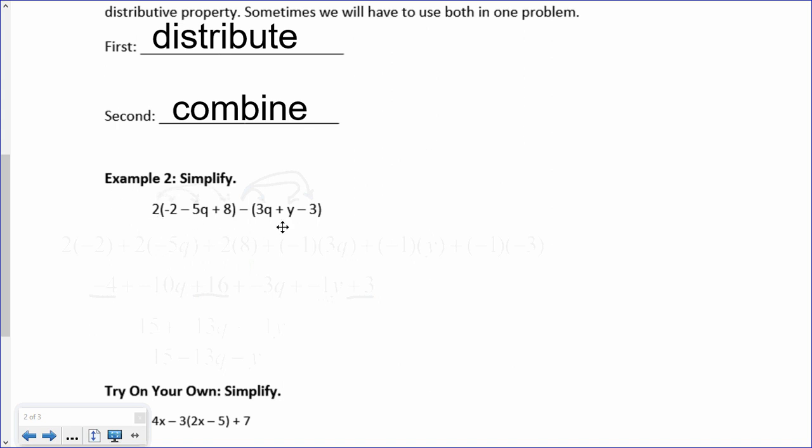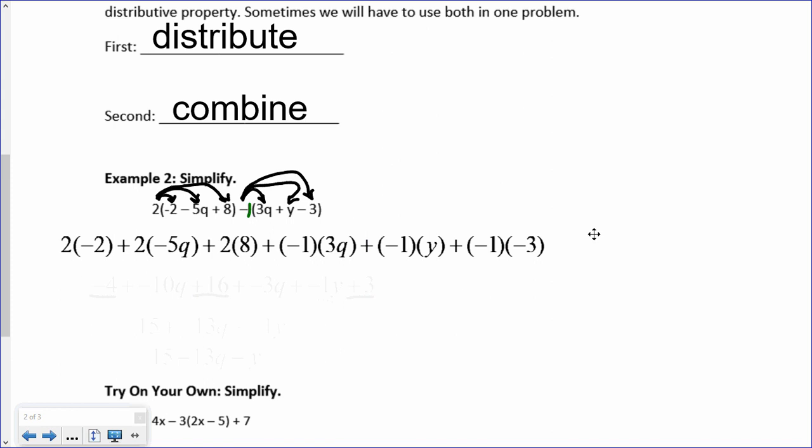We've got two parentheses, which means we're distributing to a lot of things here. Okay? This first parenthesis is being multiplied with 2. So that means the 2 is going to get multiplied with this negative 2 first, and then it's going to get multiplied with the negative 5q, and then with the positive 8. This minus sign is really a negative 1, so we're going to distribute that to the 3q, to the y, and to the negative 3 that's right there. So go ahead and write all that out.